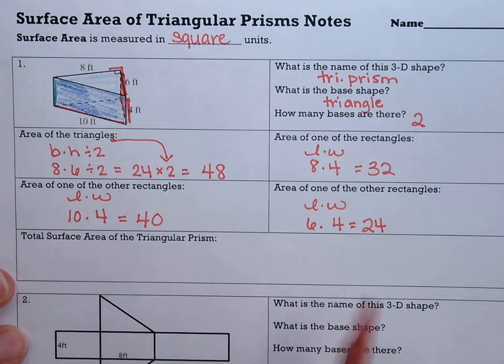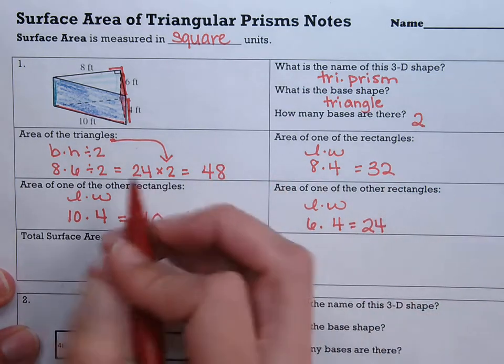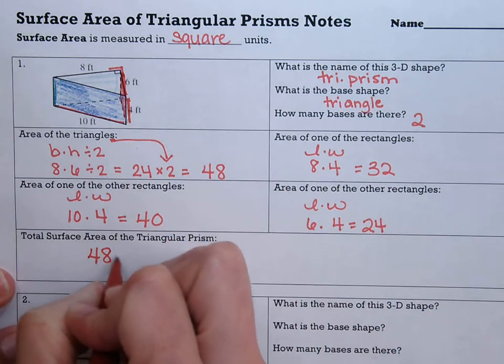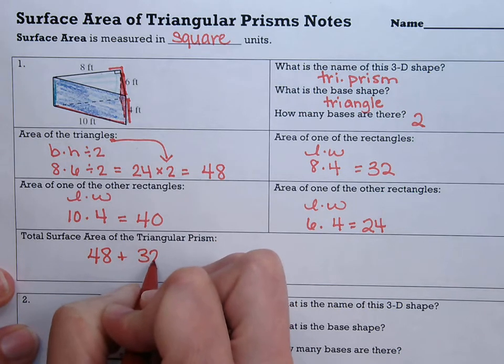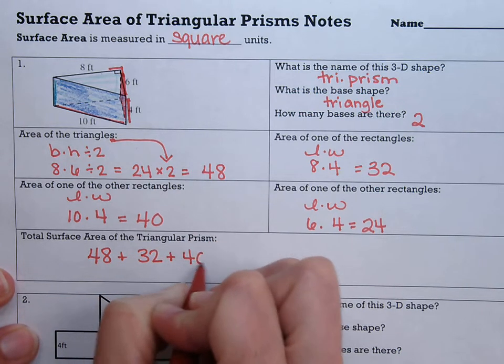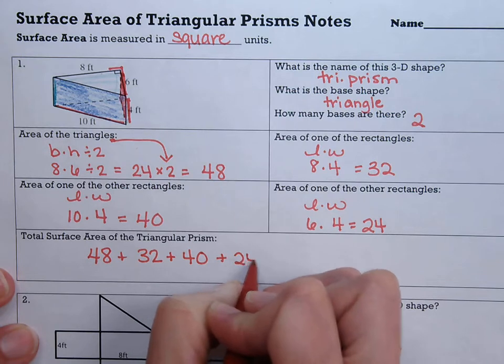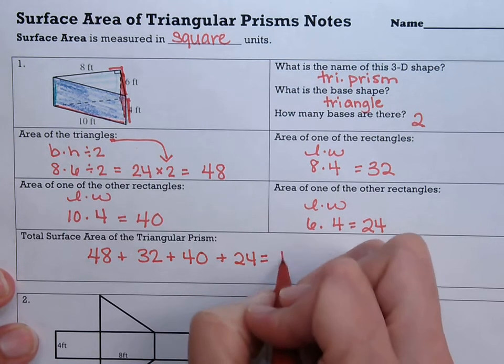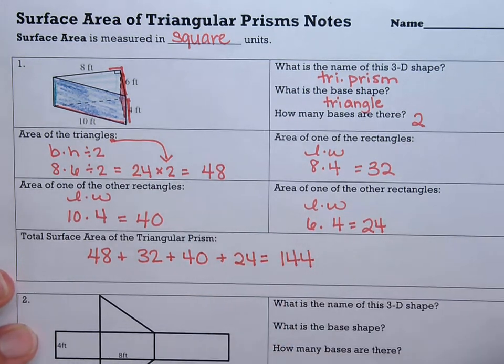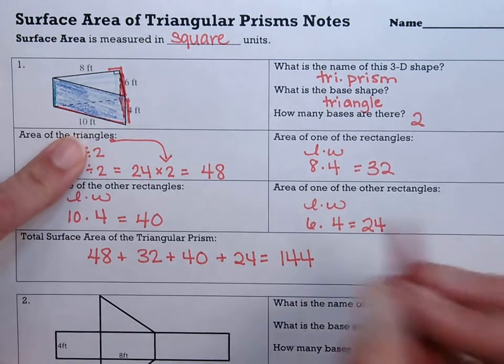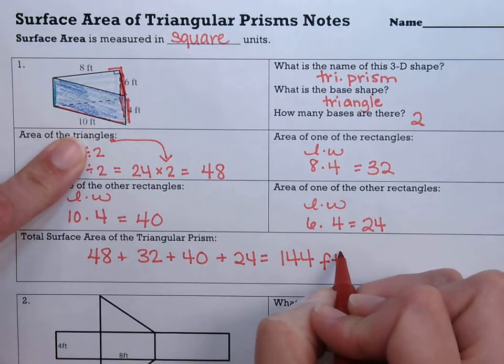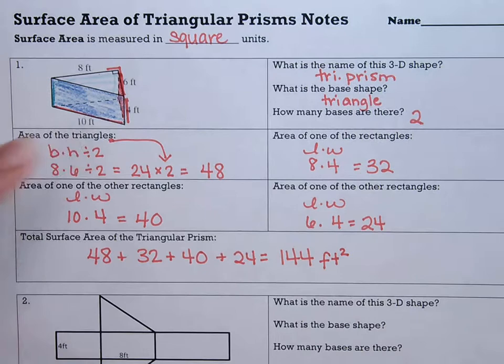So total surface area of your triangular prism, I'm going to add up these dimensions. So 48 is the area of my triangles. 32 was one rectangle, 40 was the other rectangle, and 24 was my third rectangle. And that gives me a total of 144. I need to look at my picture to see that it is feet, and again it's going to be squared, which is that little 2.